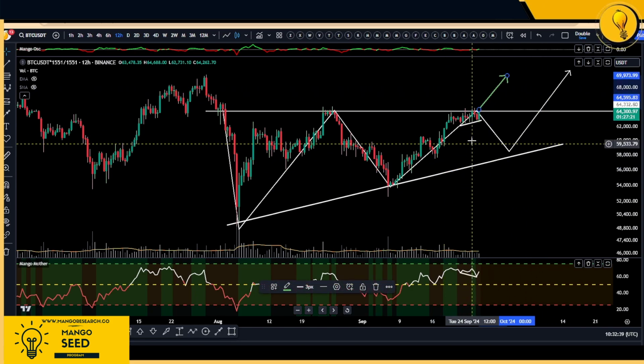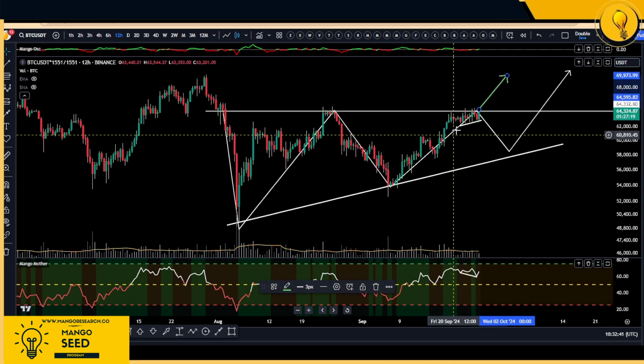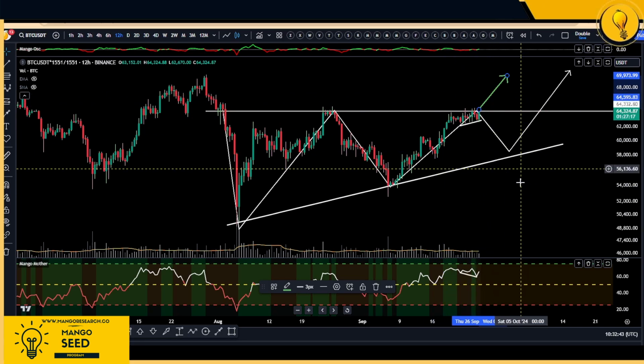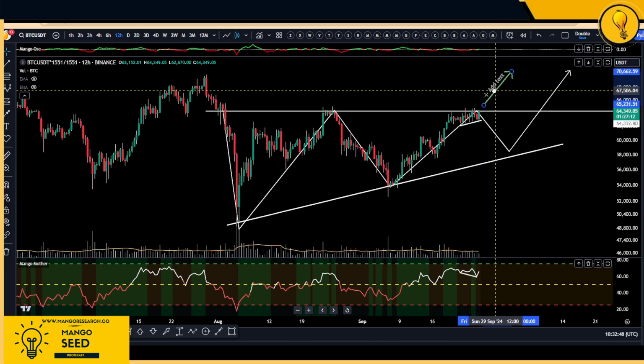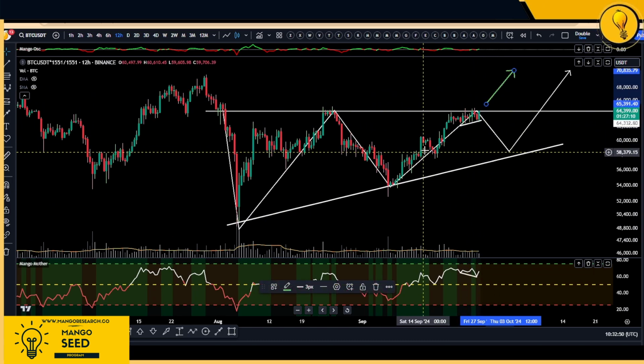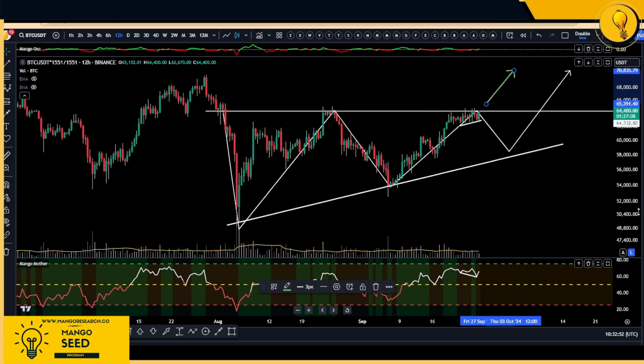Now, the fact that we have bullish divergence playing out right over here, and the fact that the bears have been trying to push price down, repeatedly failing, they have not been able to show up with conviction over here. The clock is ticking for them. The bulls are on the attack. They're attacking this horizontal as we speak.